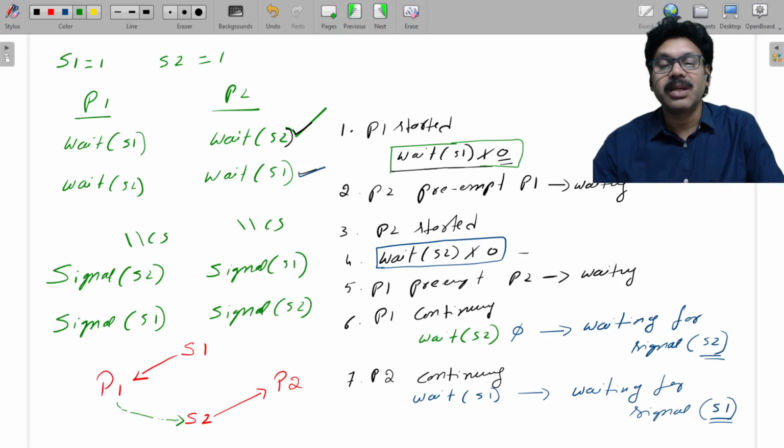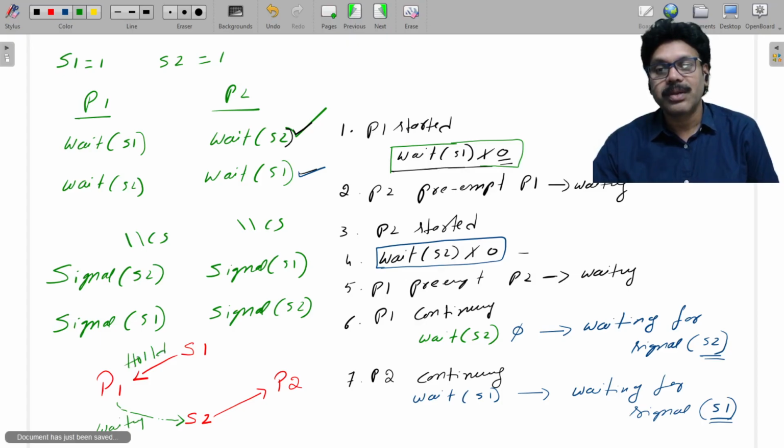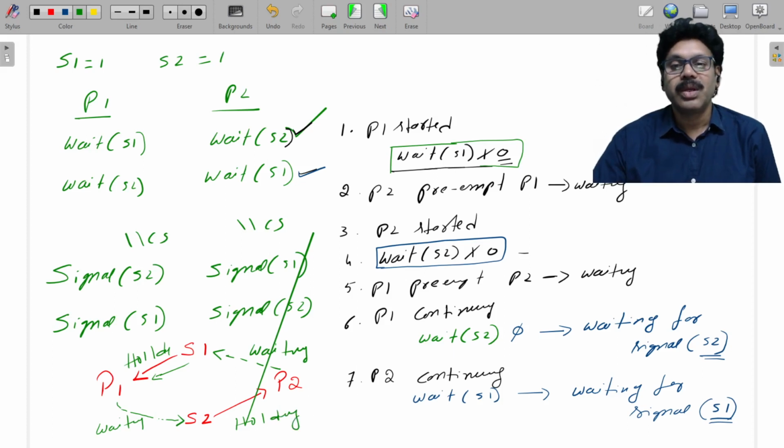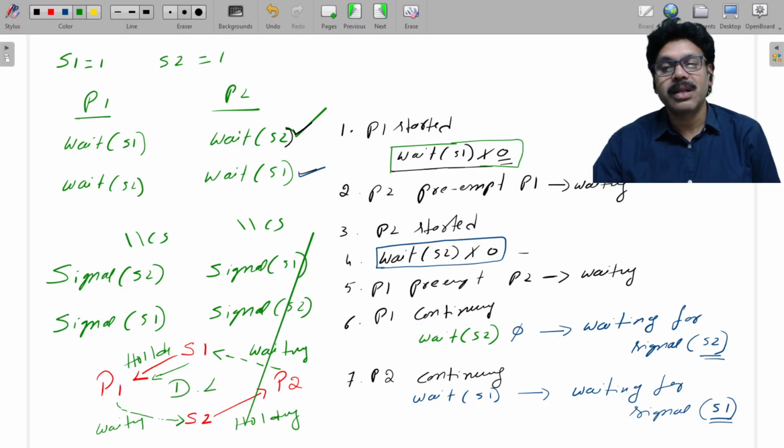Unless P2 gives the signal function onto S2, S2 is not available to anybody else because it is already locked. Now this one is under waiting and this one is under holding. Here also P2 is trying to request S1. It is not possible because S1 is already assigned to P1. Therefore, here also the process P2 is waiting for S1 while holding semaphore 2. That's it. This forms a cycle, hence it is a what?